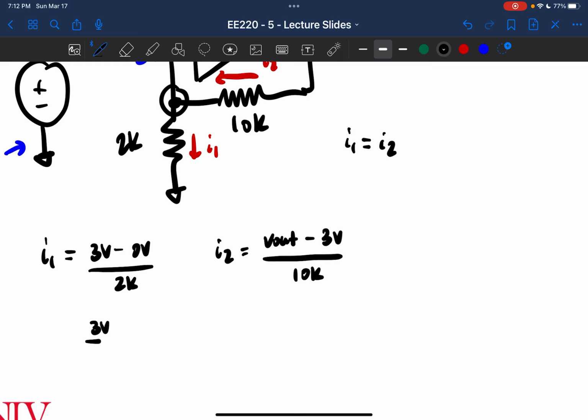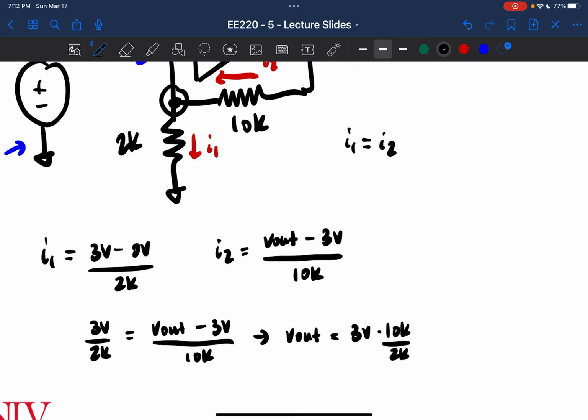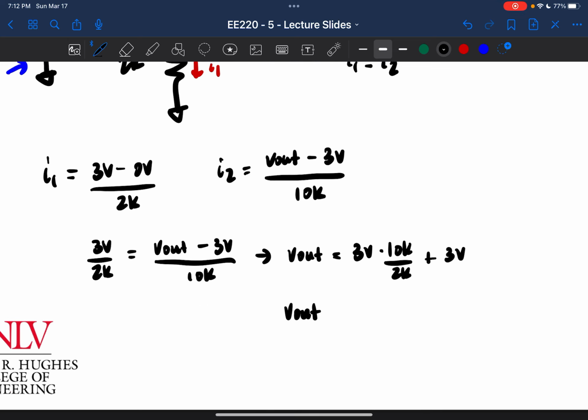Okay, so we set those equal. I get 3 volts divided by 2K is equal to Vout minus 3 volts divided by 10K. So what I can do is multiply both sides by 10K and then add 3 volts. And I get Vout is equal to 3 volts times 10K over 2K plus 3 volts. And that is Vout is equal to 3 volts times 5, the K's cancel, 10 over 2 is 5, plus 3 volts. Vout is going to be 15 plus 3, or 18 volts.